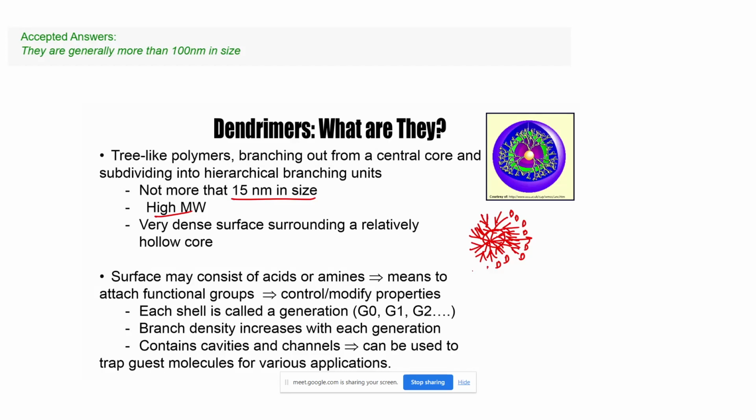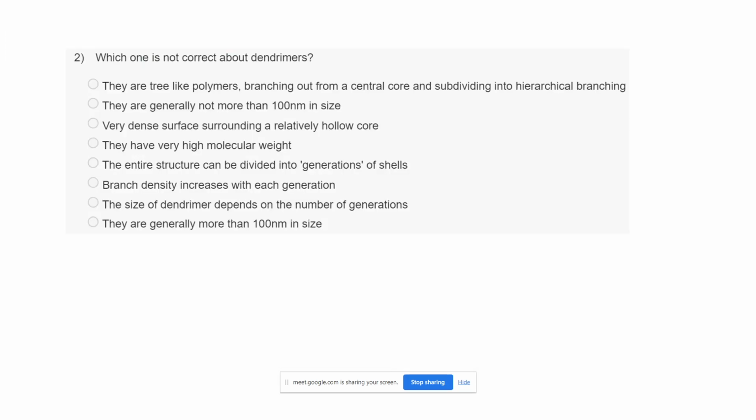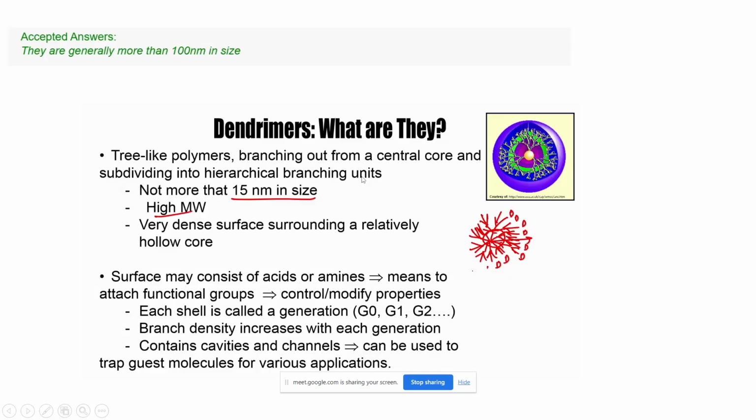Okay, so the answer is they are generally more than 100 nanometer in size. This option is wrong. Those who were saying they are generally not more than 100 nanometer in size, this is actually true about dendrimers. They are not more than 100 nanometer in size.